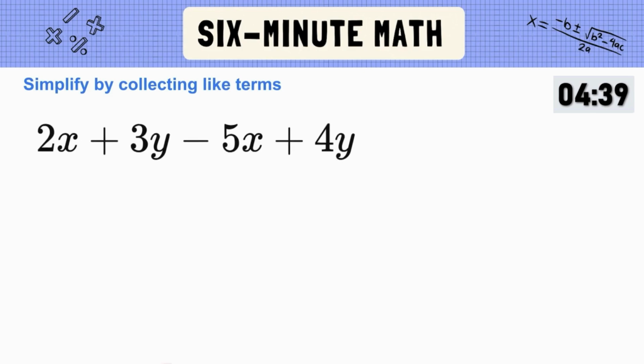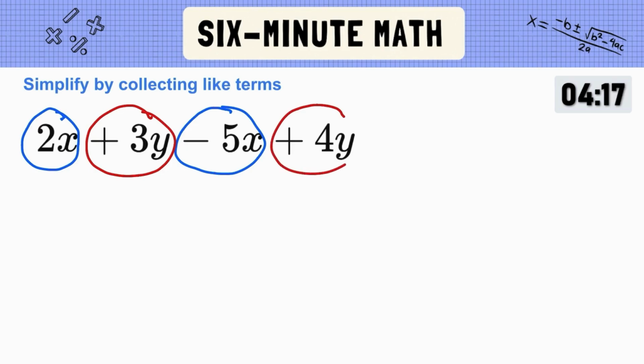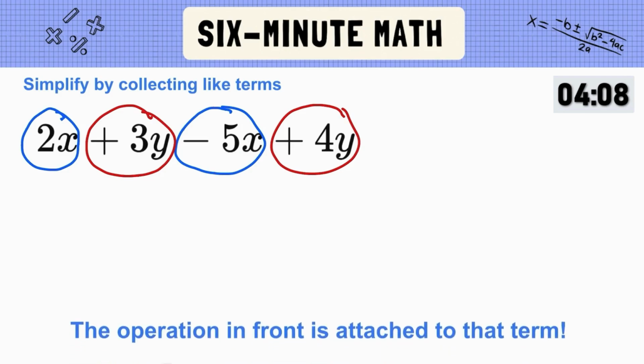Let's simplify by collecting like terms in the following example: 2x plus 3y minus 5x plus 4. I'm going to circle my like terms, and I'm actually going to use different colors to help distinguish between the two terms. My x's are going to be blue, and my y's are going to be red. As you can see, this minus 5x turns to a negative 5x as a single term because the operation in front is attached to that term.